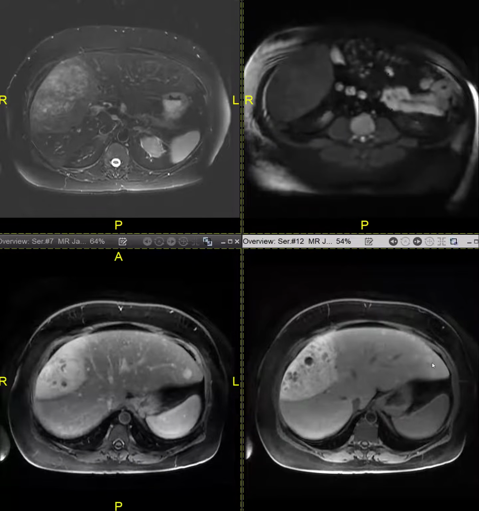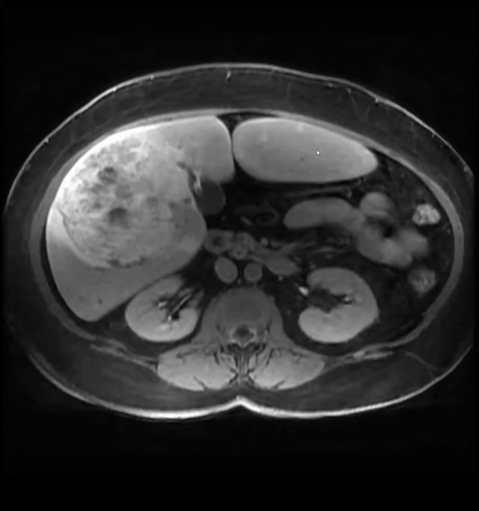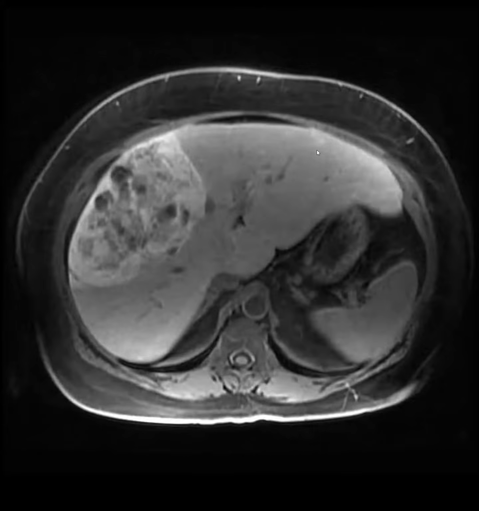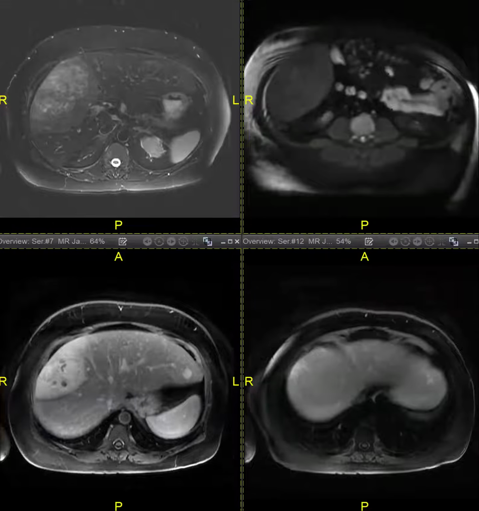And then you can argue that the little ones do actually enhance fairly uniformly. So if we didn't have the big one, it would be hard to call these anything but FNHs.